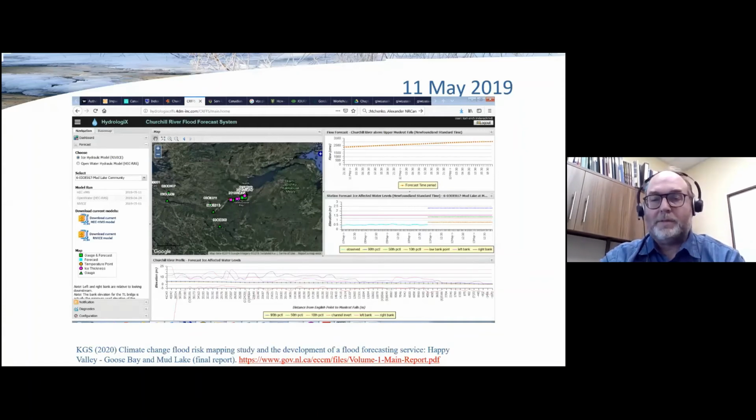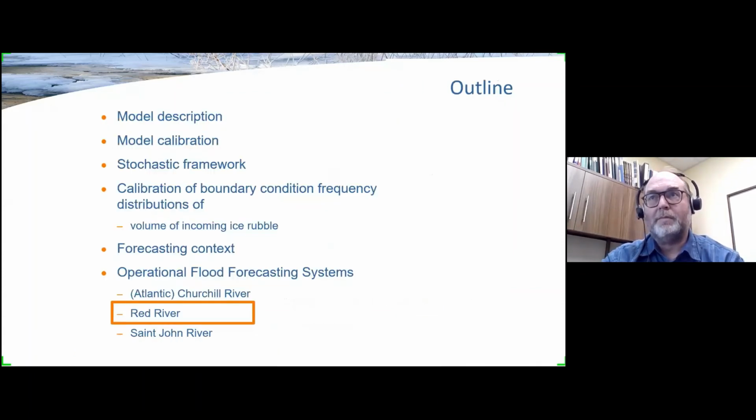Okay. Yeah, so it's fully operational in real time, and it's running all the time, actually, both winter and summer, not only for ice jamming, freeze-up and break-up ice jamming, but also open water floods as well. I'm just looking at the time. I'm actually doing pretty good here.